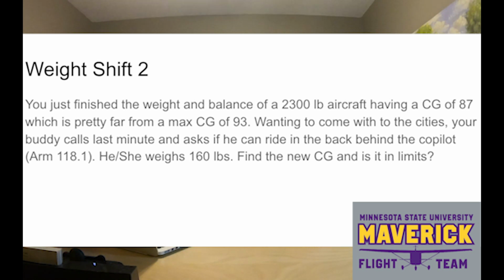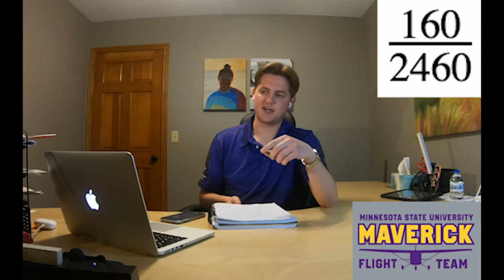The rear seats has an arm of 118.1. He or she weighs 160 pounds, and we need to find the new CG and if it's within the limitations for the aircraft. So what we would do here is we would take this person's weight, which is 160 pounds, over the total weight of the aircraft. So don't confuse that with 2,300 pounds. We need to add 160 to 2,300 pounds.